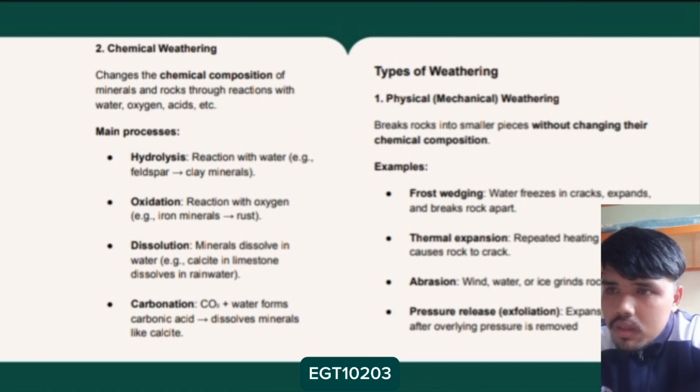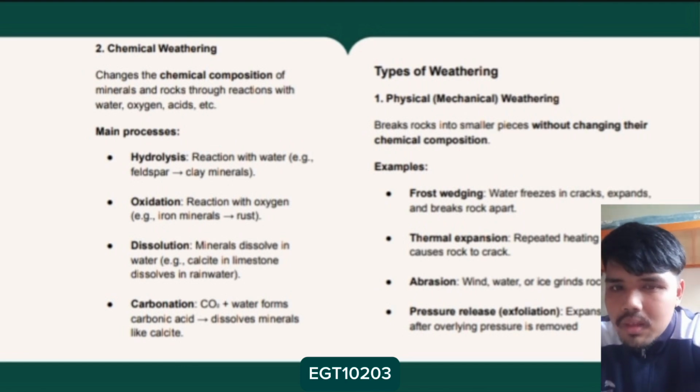And the second is chemical weathering. Chemical weathering is the change of the chemical composition of minerals and rocks through reactions with water, oxygen, and acids. The main processes: the first is hydrolysis, reaction with water, for example feldspar into clay minerals. The second one is oxidation, reaction with oxygen, for example iron minerals into rust.